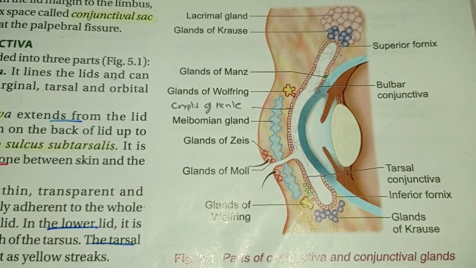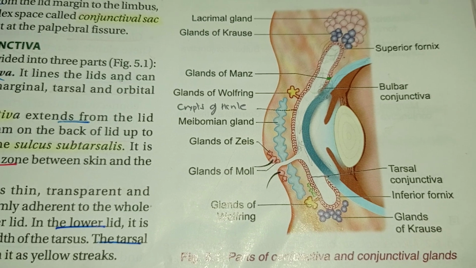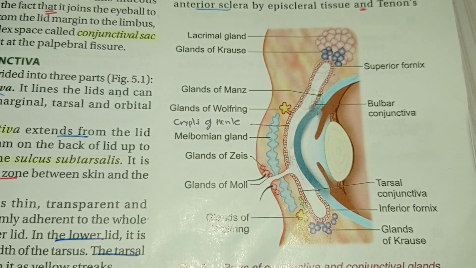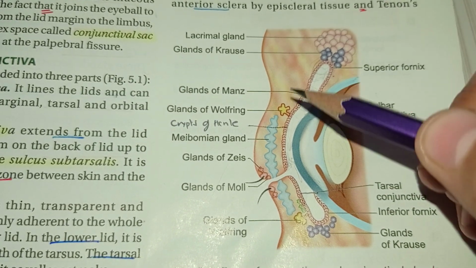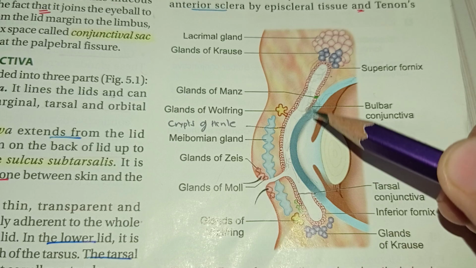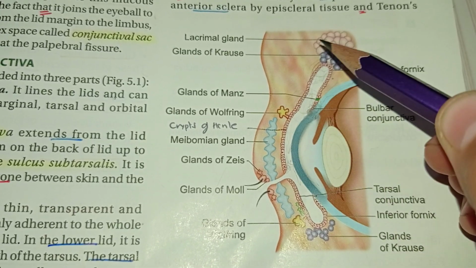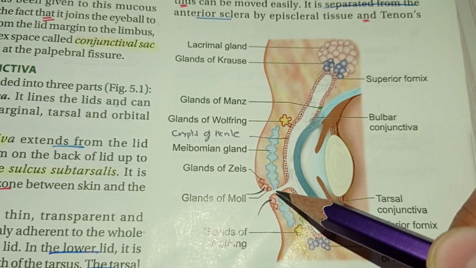Everyone, let us discuss the anatomy of the conjunctiva today. So the conjunctiva is a translucent mucous membrane, and its name comes from the word conjoin, which means to join, as it joins the eyelid to the eyeball. It stretches from the lid margin to the limbus and encloses a complex space called the conjunctival sac.